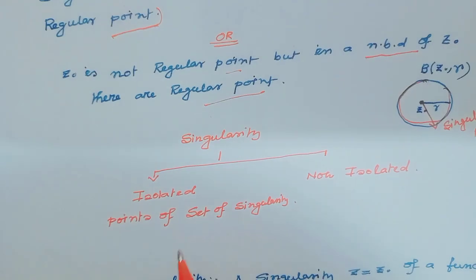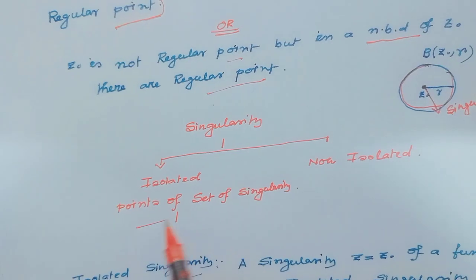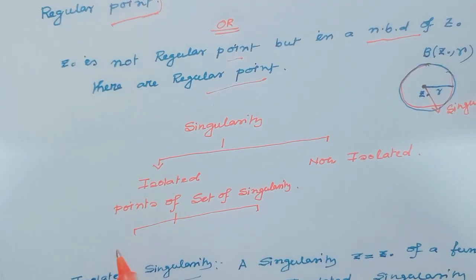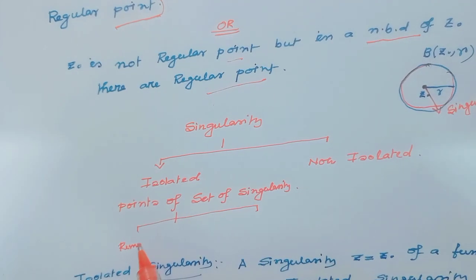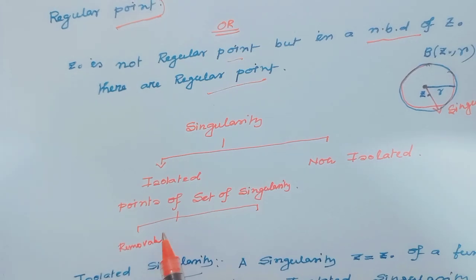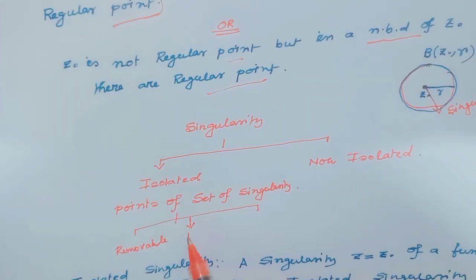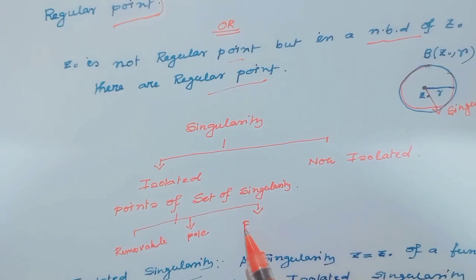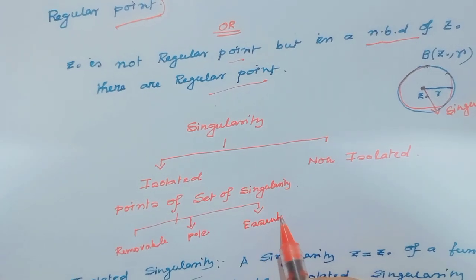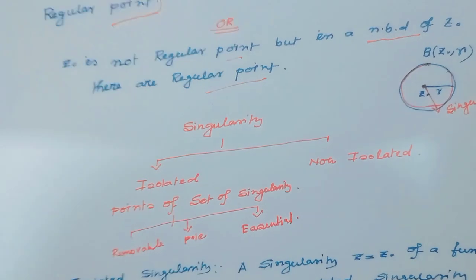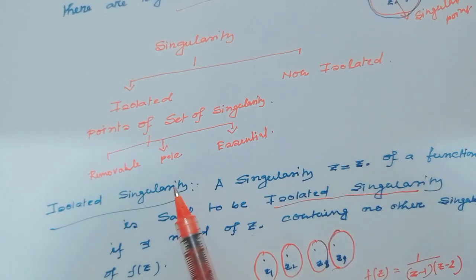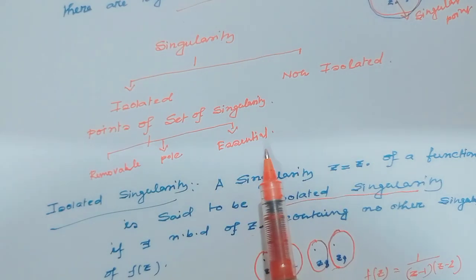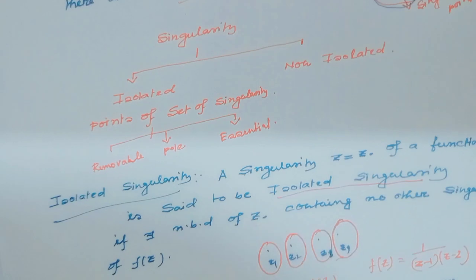There exist three types of isolated singular point. One, removable. Second, pole. Third, essential. The goal of this lecture: today I will see these three types of singularity.